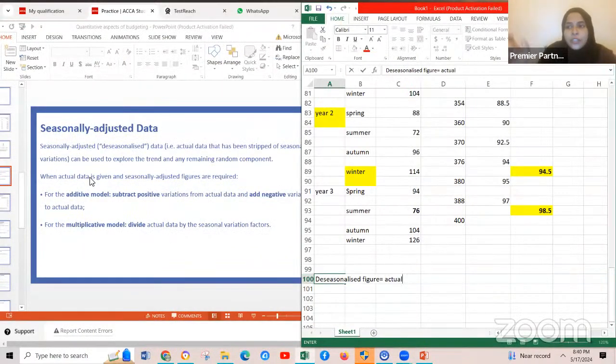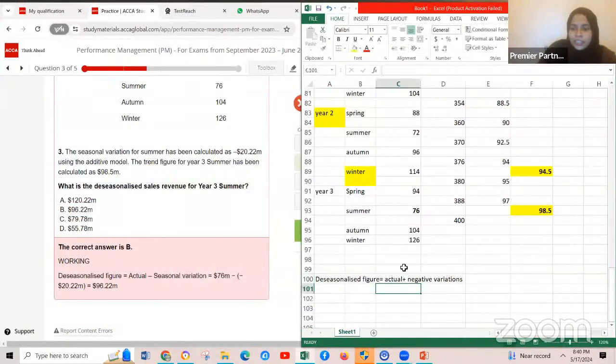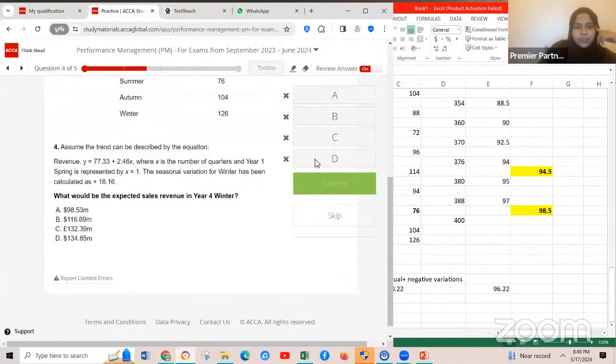When actual is given, you start with the actual and you add any negative variations. So what you do is, they have given a negative variation here. So actual for this is 76. To that you add 20.22. So you don't take the trend, you take the actual figure and do the variation. Right? So be careful there.